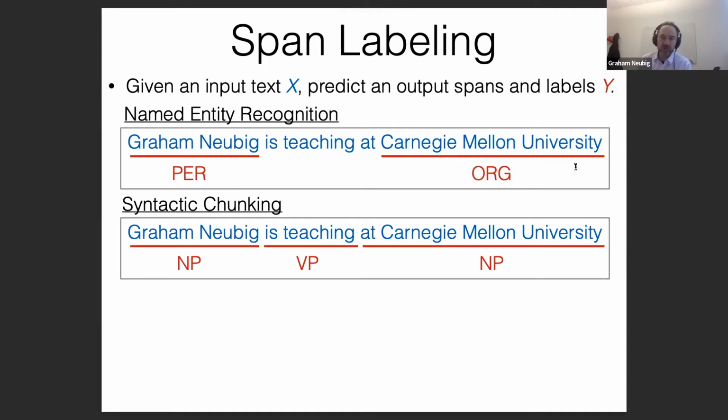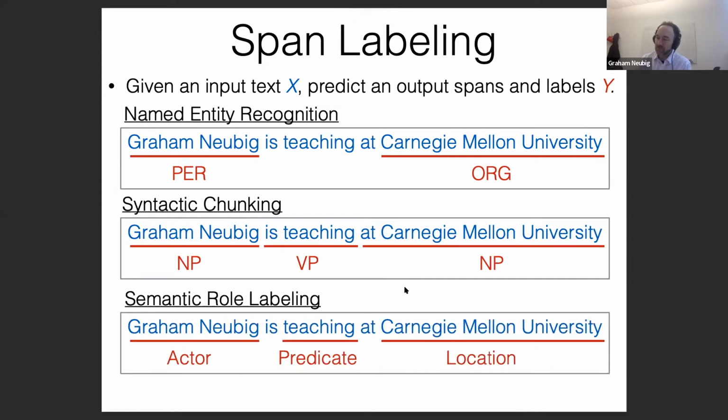Another example is something called syntactic chunking or shallow syntactic parsing, where basically you want to split up the sentence into noun phrases and verb phrases like this. That's another example. And there's also semantic role labeling, which basically identifies spans and tries to identify, this is an actor, this is a predicate, and this is a location. So what role each of these arguments is playing with respect to the predicate. But as you can see, all of these basically have to do with identifying spans and labeling them in some way.